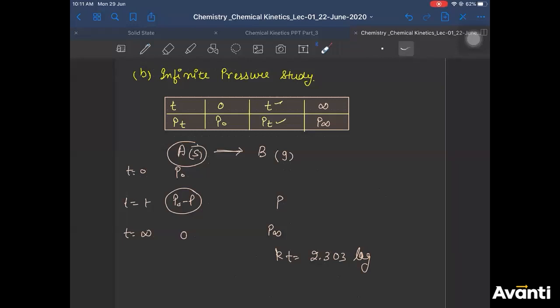Your P0 pressure may be due to your reactant, may be due to your product also. Now, in this case, you don't know because your reactant is solid. Solid may or may not exert pressure. So it might happen that the initial pressure is due to product. You never know. Correct? You don't know because the reactant does not exert pressure.